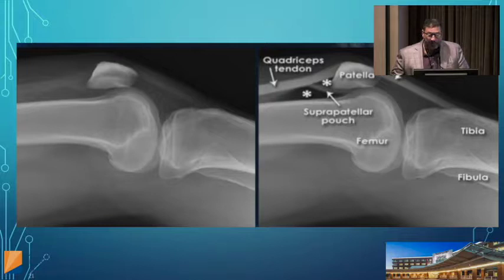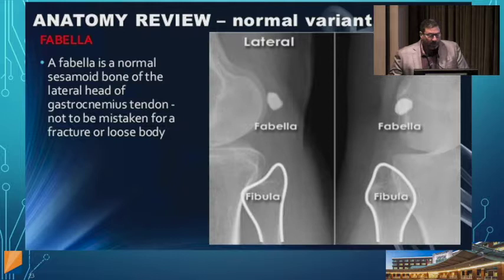Just to mention the fabella, I'm not sure if it was mentioned in an earlier talk. It's a sesamoid bone in the lateral head of the gastrocnemius muscle. It's not a fracture. You can tell it's not a fracture because the margins are smooth and well corticated. In a fracture, at least an acute fracture, the margins are always irregular and jagged.